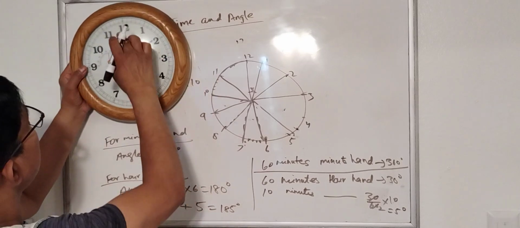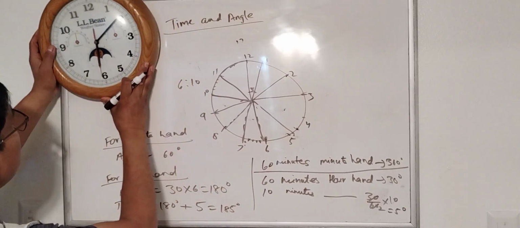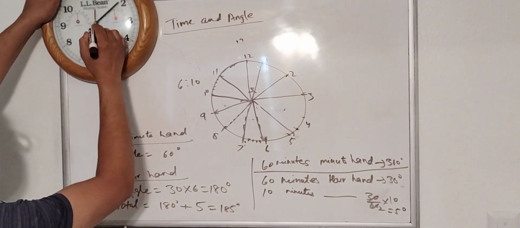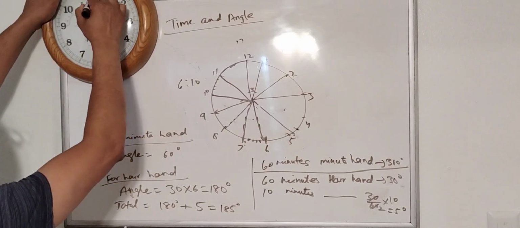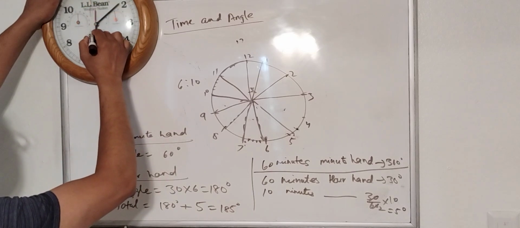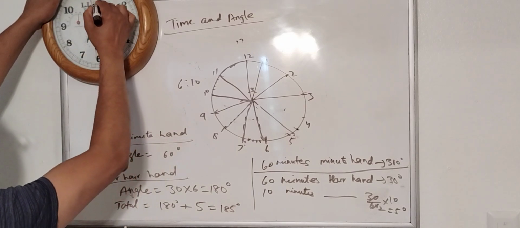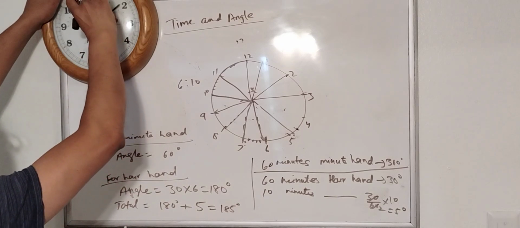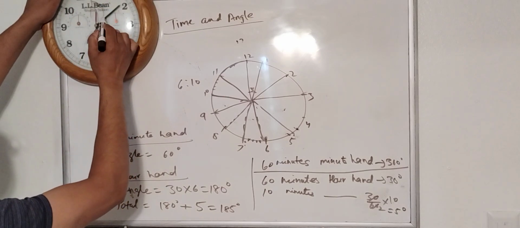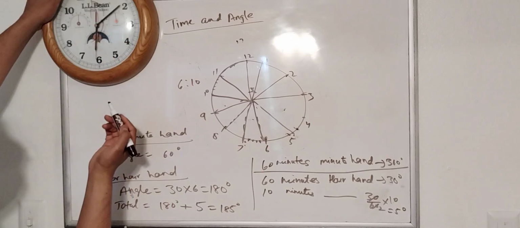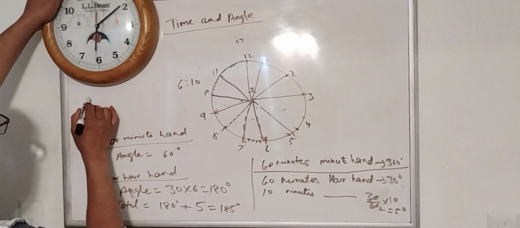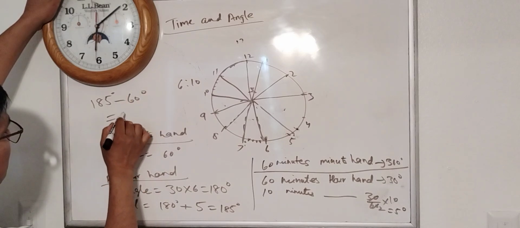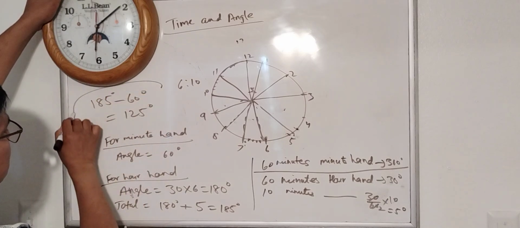So from here to here is 185 degrees, and from here to here is 60 degrees. So what is this angle? If, let's say, we draw this line, from this line to this line, and from this line to this line, and I subtract this angle from this big angle, what will I get? I'll get this angle, and that's what we want to find. So 185 degrees minus 60 degrees is 125 degrees. So this is the answer.